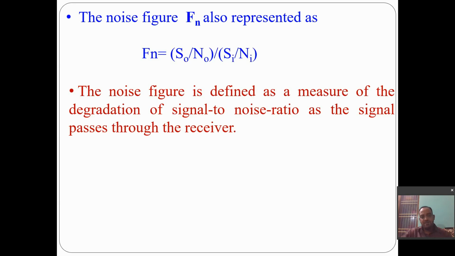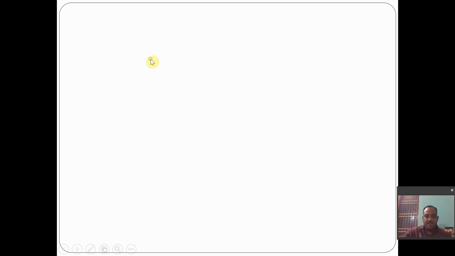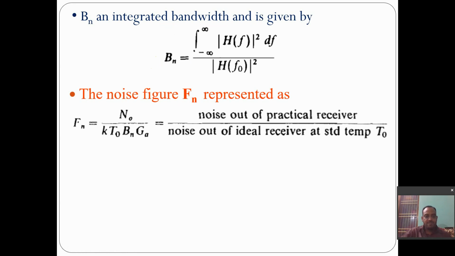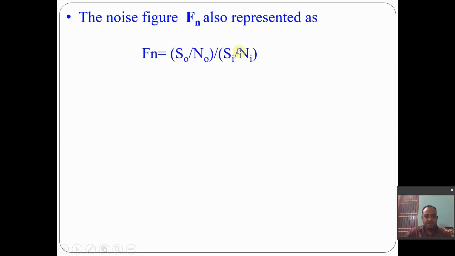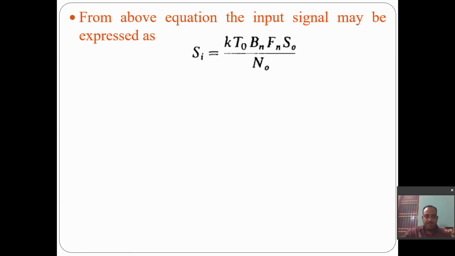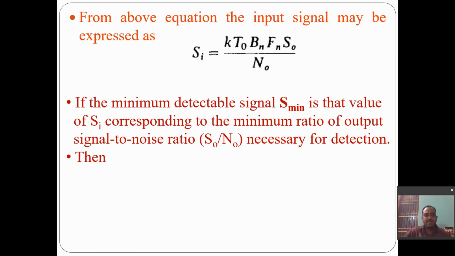Now, from this equation, if you write it for Si, we have already got an equation for Fn. Use this Fn equation, substitute it here, and write an equation for Si. Then what will you get? You will get Si is equal to kTBn Fn S0/N0. Now this Si we can call the minimum detectable signal Smin, that corresponds to the minimum ratio of output signal to noise ratio necessary for detection.